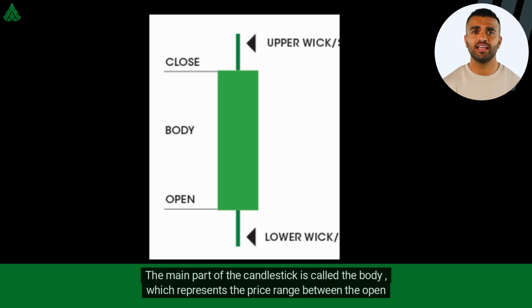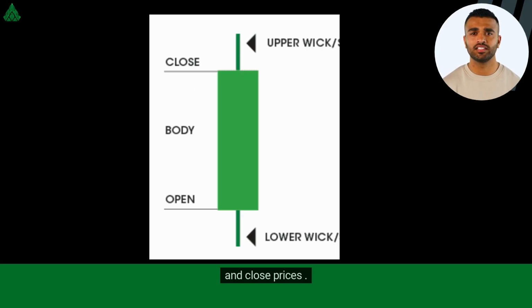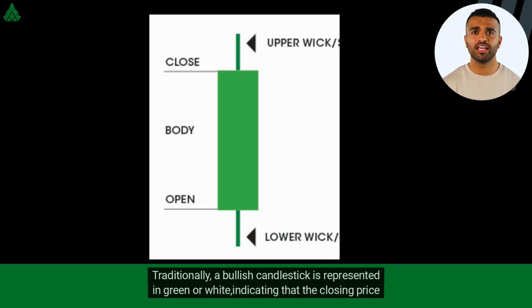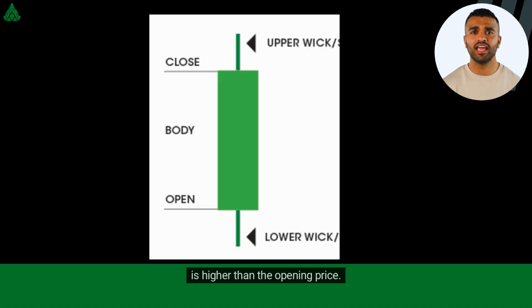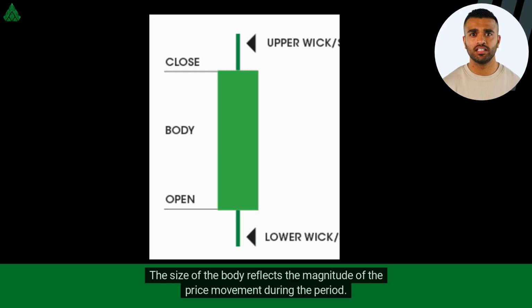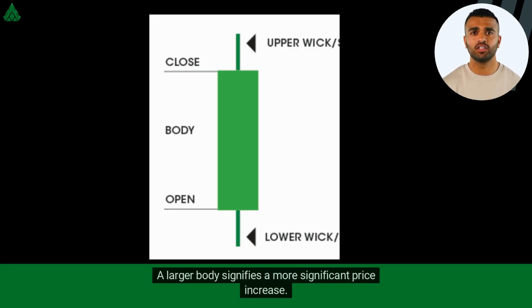The main part of the candlestick is called the body, which represents the price range between the open and close prices. Traditionally, a bullish candlestick is represented in green or white, indicating that the closing price is higher than the opening price. The size of the body reflects the magnitude of the price movement during the period. A larger body signifies a more significant price increase.